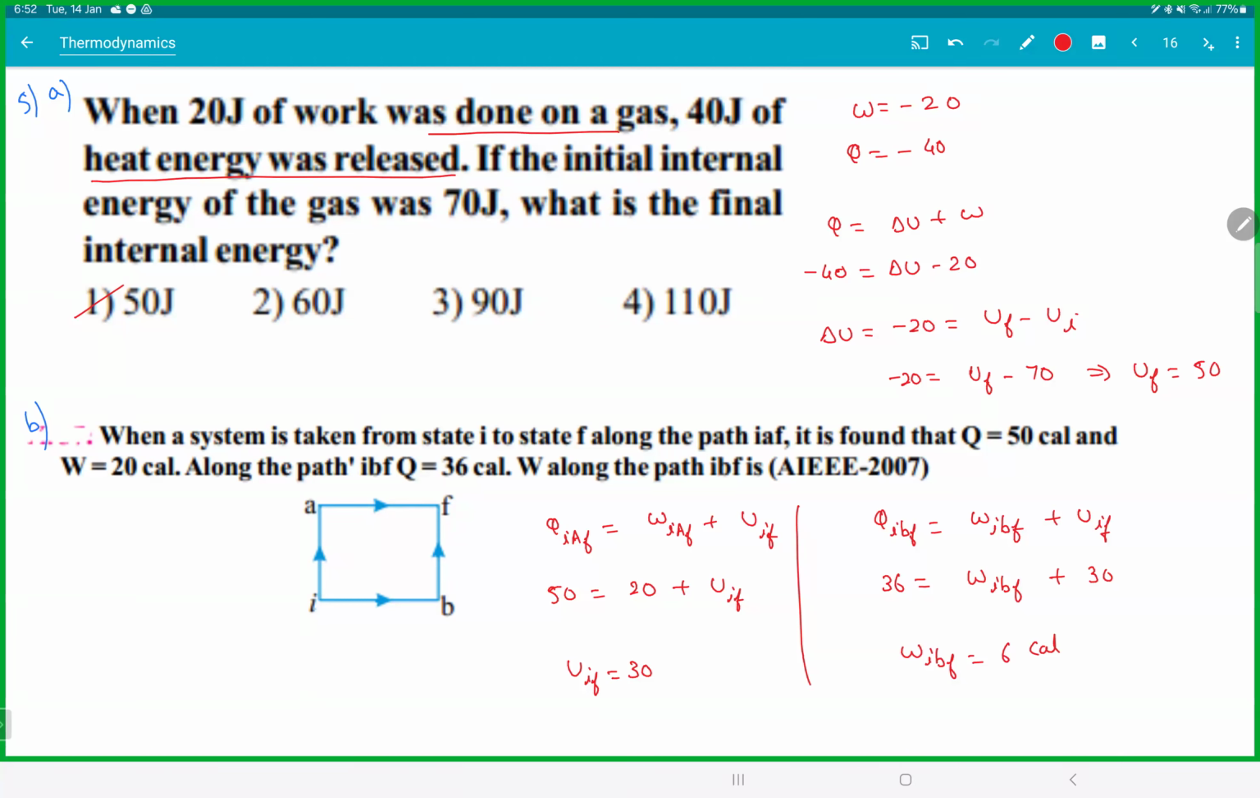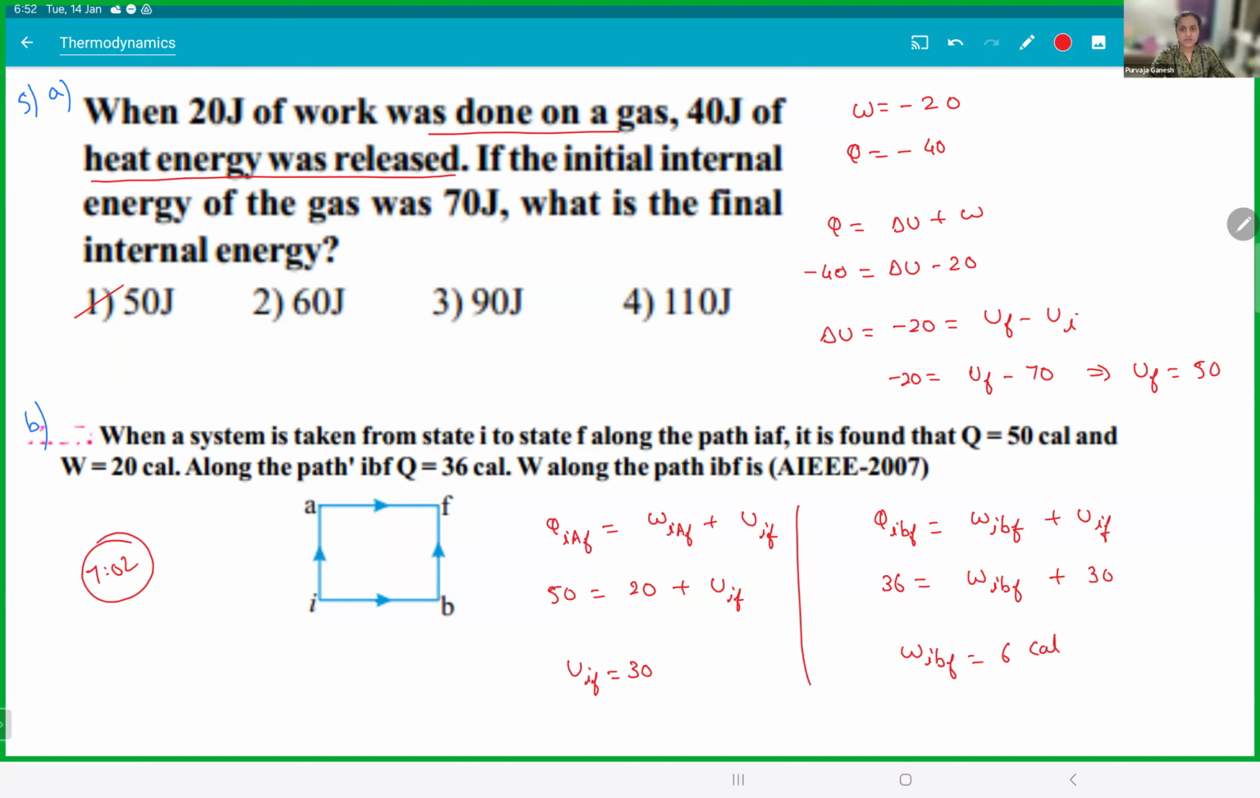All clear with this? Clear with this? Take a break. Come back by 7 and we'll continue again from here.